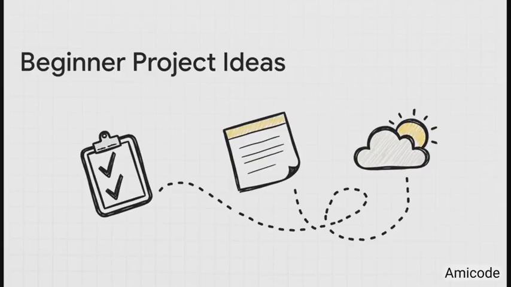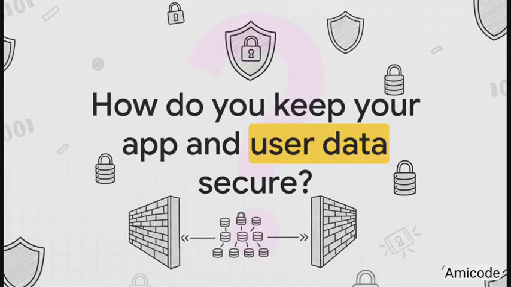A simple Notes API, a backend for a to-do list, maybe a little weather app. The whole point here is to practice the core skills. Setting up routes, talking to your database, and sending back data, usually as JSON. Okay, awesome. You've built your first little project. It works. But now we have to ask a really, really important question.